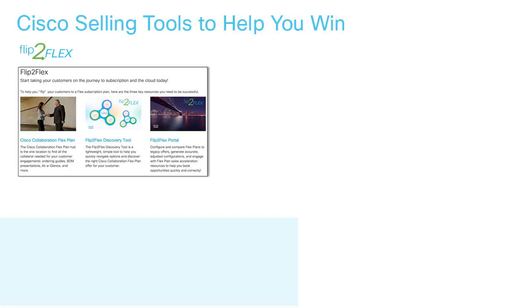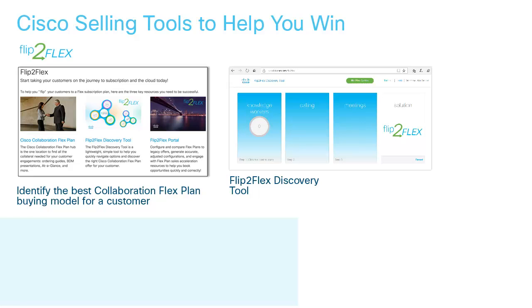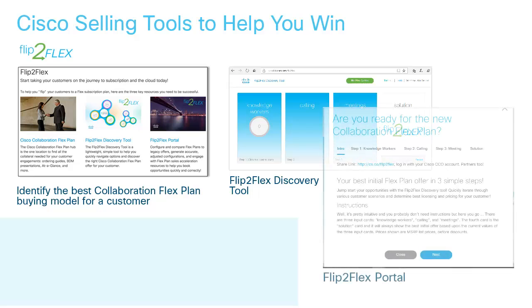Cisco developed the Flip to Flex tool to assist Cisco partners and sellers with identifying the best Collaboration Flex Plan buying model for that customer via a series of simple questions. There are two tools. The Flip to Flex Discovery Tool is used to get an initial price. It will help you qualify a prospect in just 3 steps in just a few minutes. Easy. The Flip to Flex portal is used to configure and compare Flex plans with traditional Cisco licensing models and to generate accurate, adjusted configurations.